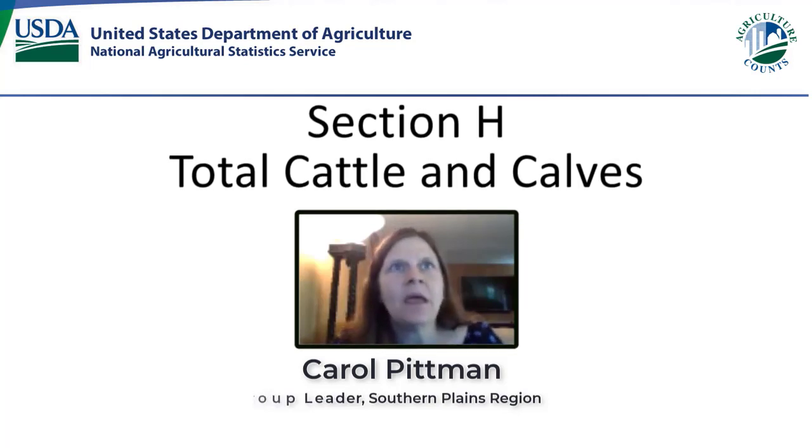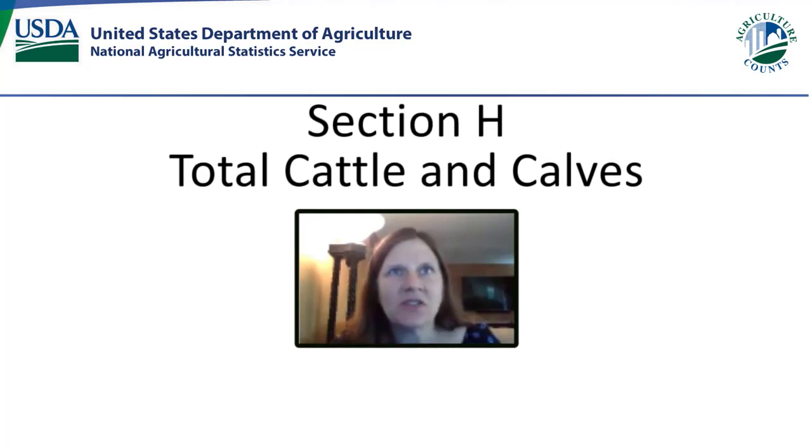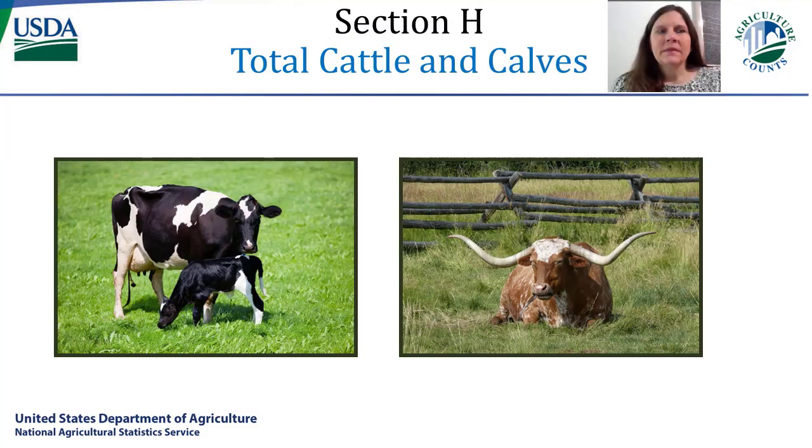In this presentation, I will be going over Section H of the June Area Questionnaire that covers total cattle and calves. Section H is used to collect total cattle and calves on the total acres operated, regardless of ownership, calf crop for the first half of the year, and calving intentions for the second half of the year. Information from this section will be used with the data from the July cattle survey to provide estimates of total cattle inventory and calf crop for the July cattle report.